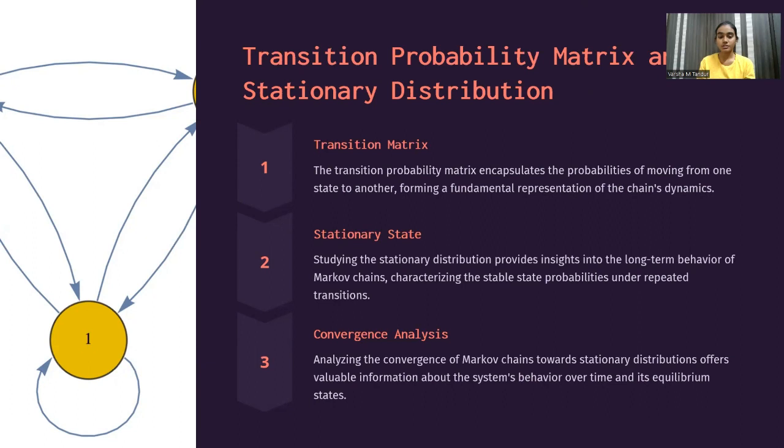Studying the stationary distribution provides insights into the long-term behavior of Markov chain, characterizing the stable state probabilities under repeated transition. Convergence analysis. Analyzing the convergence of Markov chains towards stationary distributions offers valuable information about the system's behavior over time and its equilibrium states.